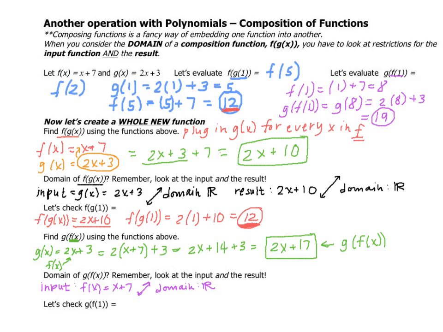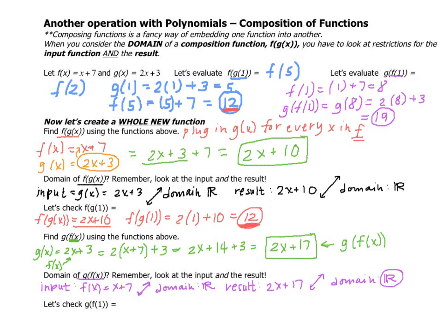Okay, now let's look at the result. The result was 2x plus 17. That's a line. That's a linear function. The domain, like always on a linear function, is all reals. So that tells us that the domain of g of f of x is also all reals.